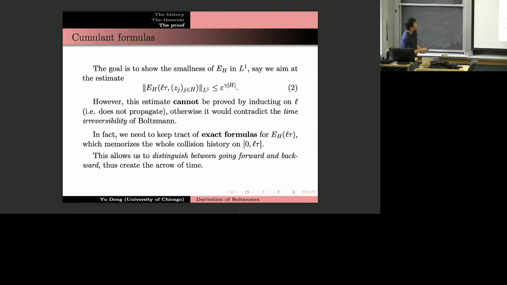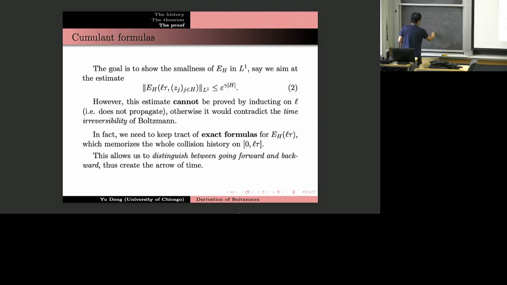Okay, so in fact, what we need to do is keep track of the exact formulas for these cumulants. And you see, these cumulants are extremely complicated objects because even in one layer, we can have two particles being in a cumulant by direct collision. They can be related by a sequence of collisions, an arbitrary sequence of collisions, and not to mention there are multiple layers, and the two particles can collide here, and can be connected back here in arbitrary layers.